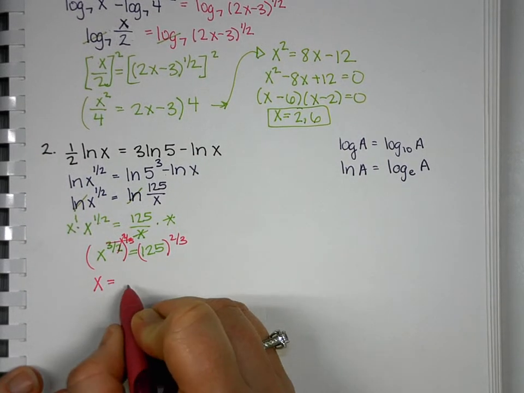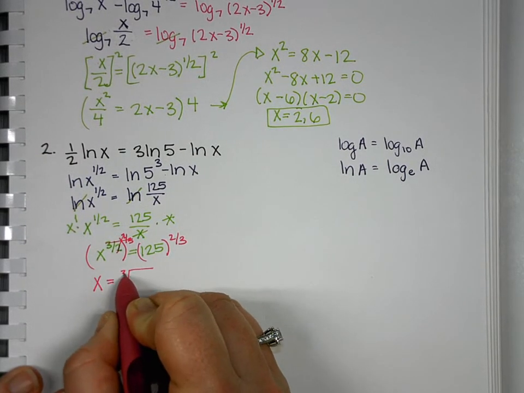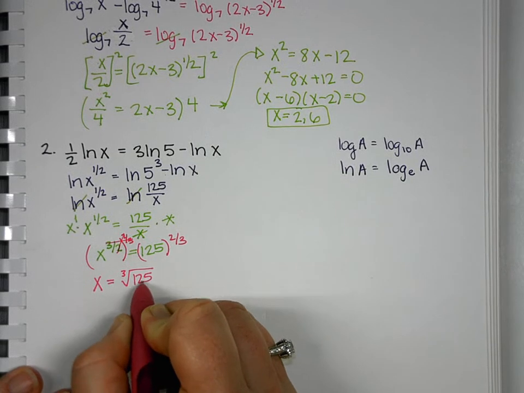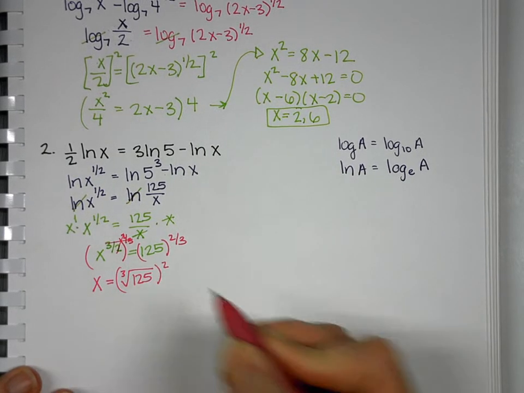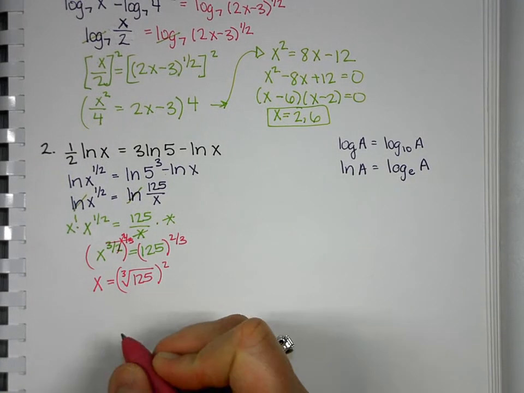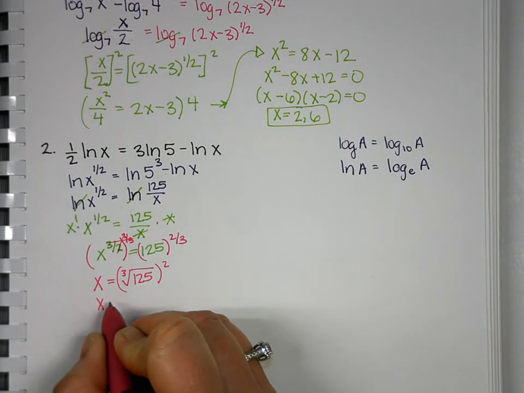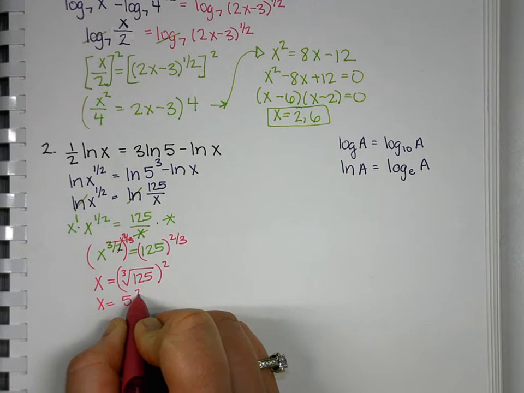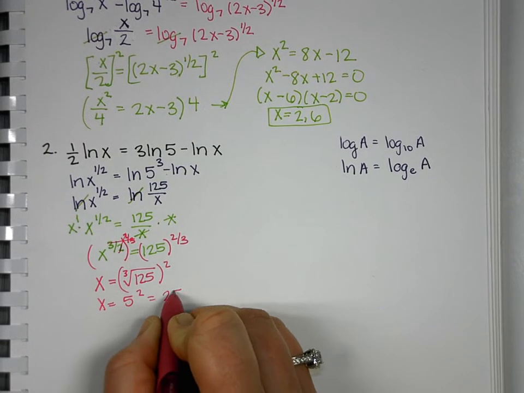And now we just need to rewrite the cubed root of 125 squared. So the cubed root of 125 is 5, and 5 squared is 25.